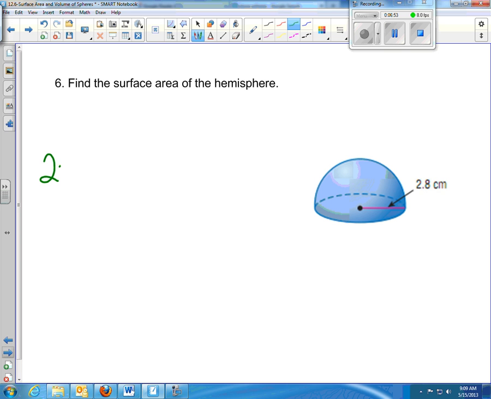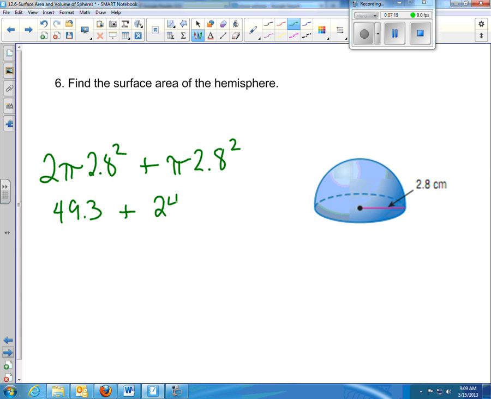All right, find the surface area of the hemisphere. So I have 2 pi, and we're given our radius, so this is great, 2.8 squared. But I have to remember to add that circle at the bottom. So we have pi times 2.8 squared. So go ahead and do those each individually if you'd like, or type it all in one. We should get really close to the same answer. It'll round to the same. I got 49.3 here and 24.6 here. So when we add those together, we get a surface area of 73.9 centimeters squared.